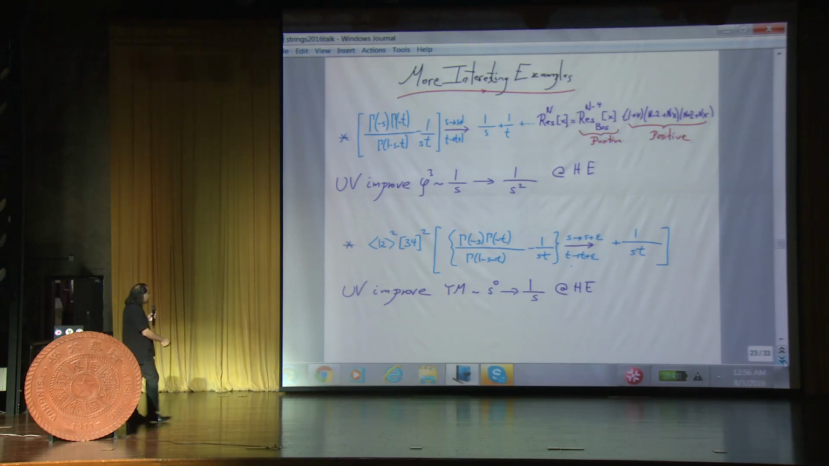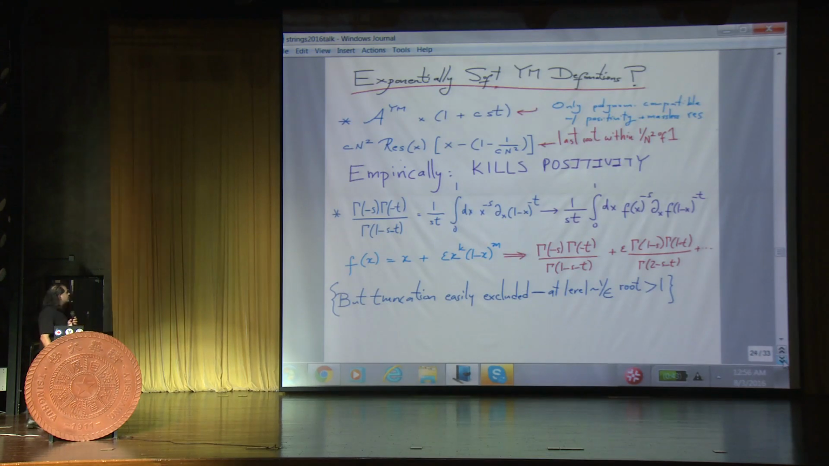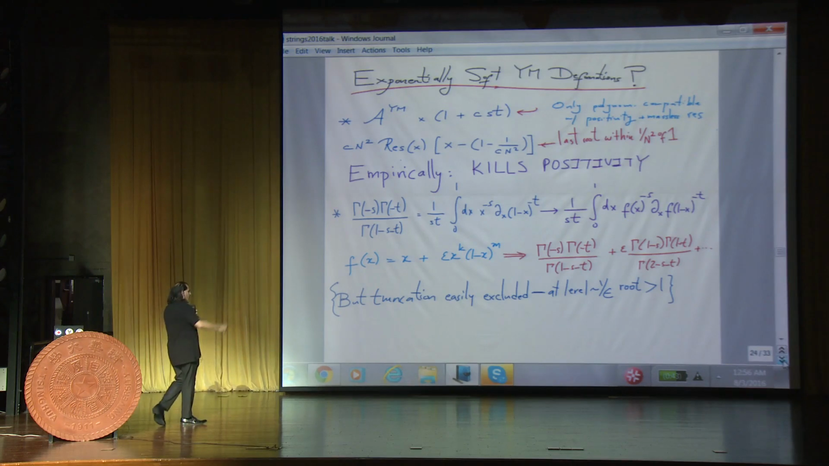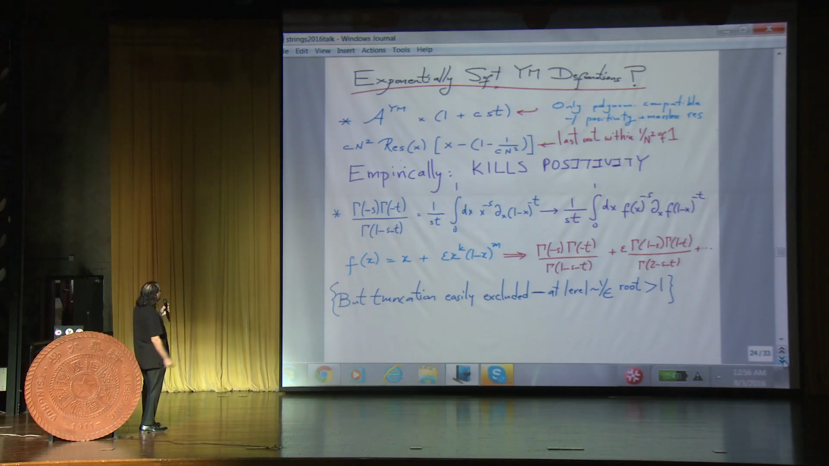And we can even play the same game to UV improve Yang-Mills theory, to go from s to the 0 to 1 over s at high energies. Okay? So there are these deformations in the neighborhood of Yang-Mills that are power law at high energies. So far, we've not been able to find an exponentially soft Yang-Mills deformation explicitly.